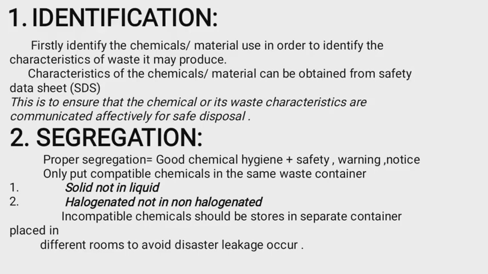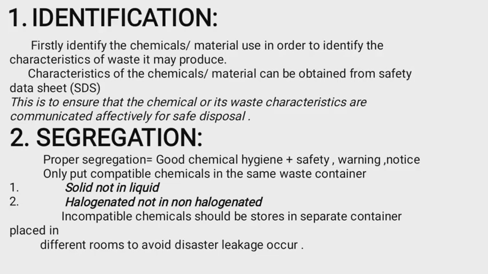First, identify the chemical properties in order to identify the characteristics of the waste it may produce. Characteristics of the chemical materials can be obtained from the safety data sheet, the SDS sheet. This is to ensure that the chemicals or their waste characteristics are communicated effectively for safe disposal.